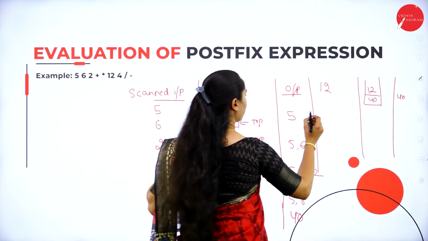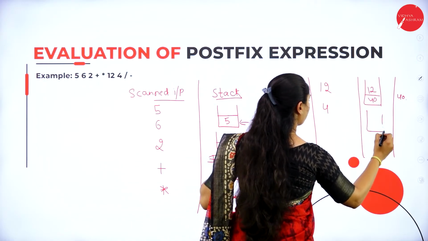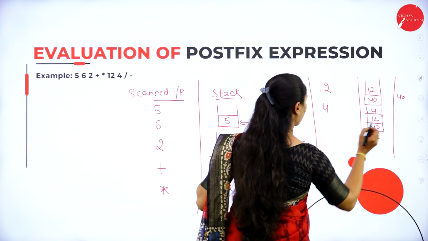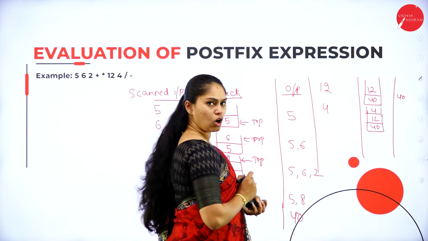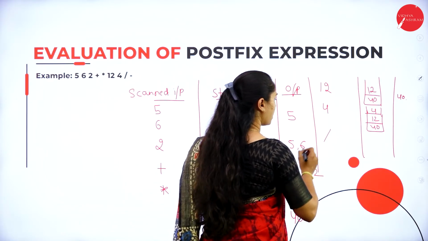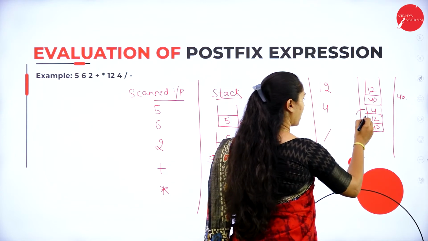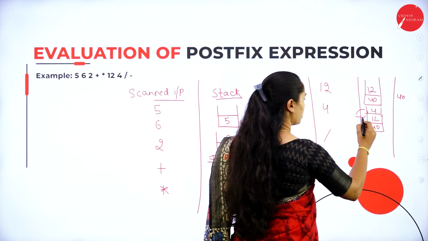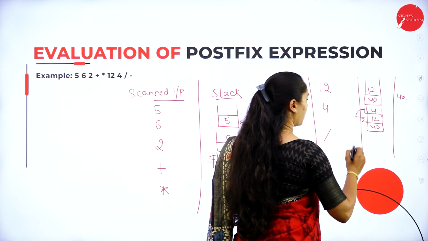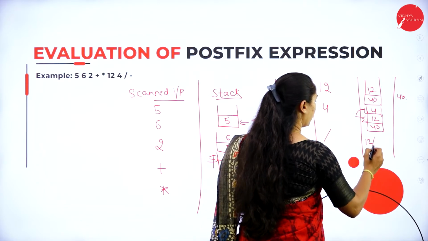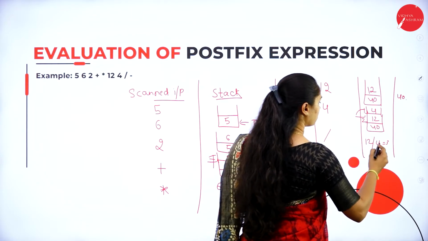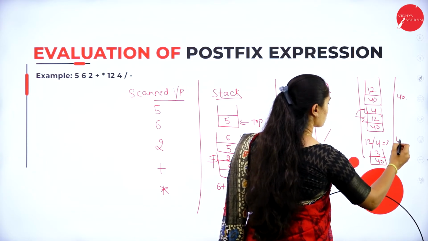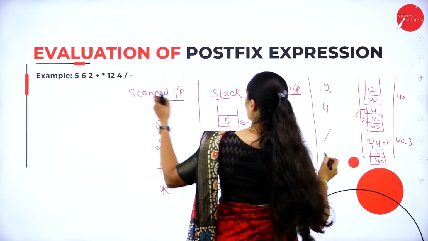After that, again we have a 4. 4 is also going to be stored in the stack. 12, 4. So now I need to perform the operation divide. Divide is an operator, so I need to pop the last 2 elements, the topmost 2 elements. Then we have to perform the operation. This is operand 2. This is operand 1. So 12 by 4. Then we are going to get 3. So as of now we have 40 and 3 in the stack. So 40, 3.